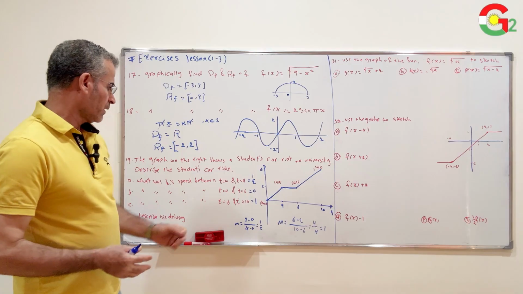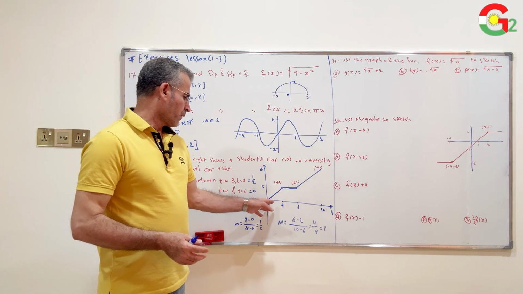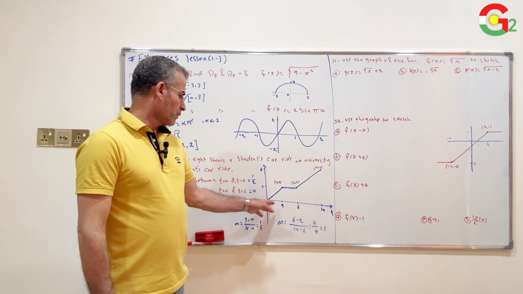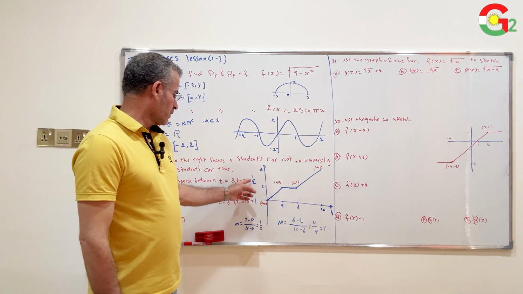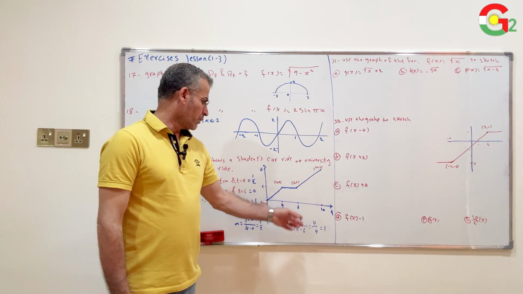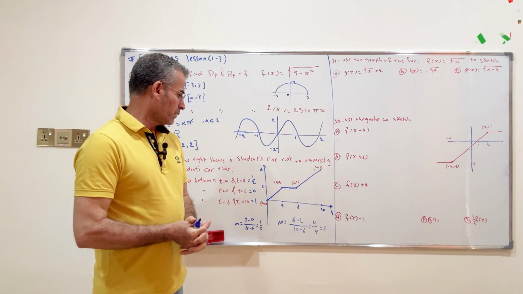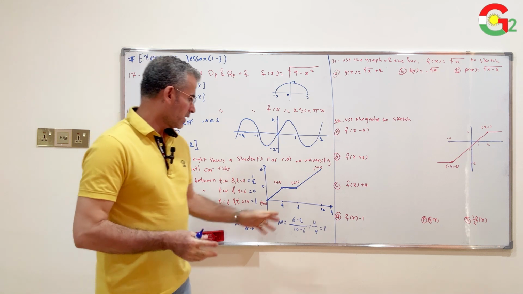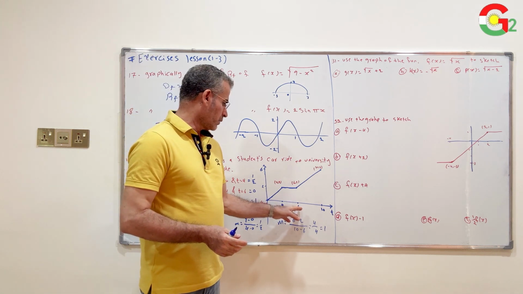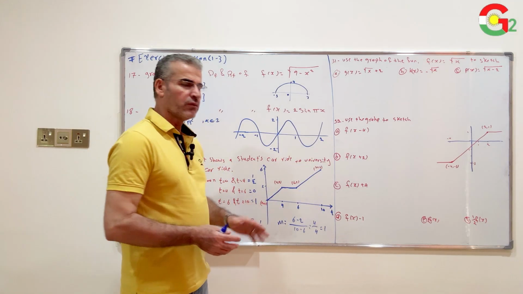Describe his driving. The student drove from t equals 0 to t equals 4 with the speed of 1 half, then stopped from 4 to 6 at 2 units, then continued his riding from 6 to 10 with the speed of 1.